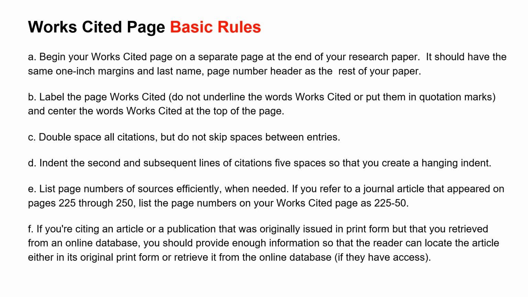If you refer to a journal article that appeared on pages 225 through 250, list the page numbers on your works cited page as 225-50. And F. If you're citing an article or a publication that was originally issued in print form, but that you retrieved from an online database, you should provide enough information so that the reader can locate the article either in its original print form or retrieve it from the online database. That's if you have access.